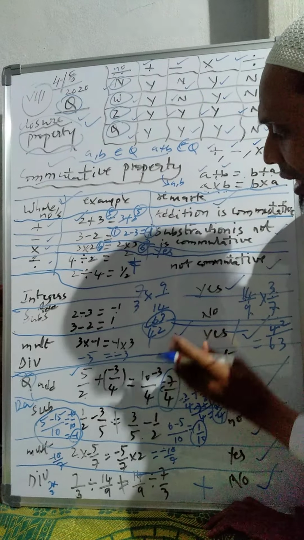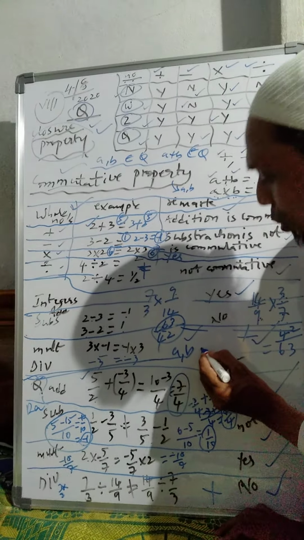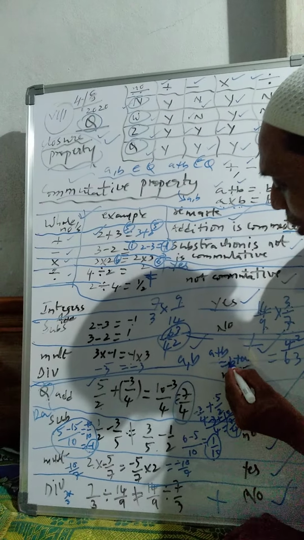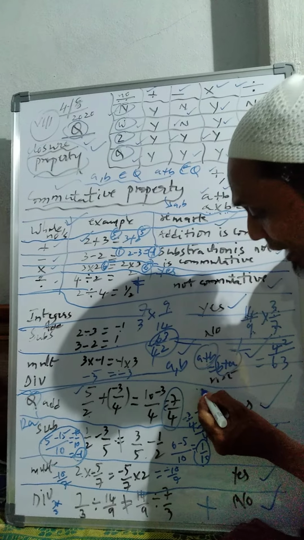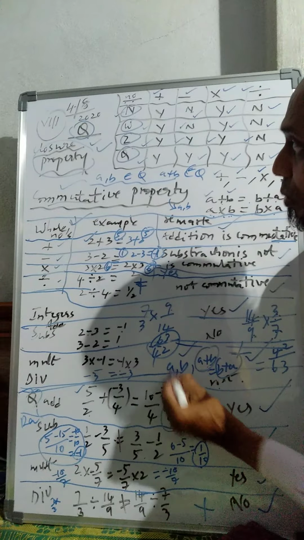In general, what do you understand? A and B numbers are there. If you do any operation, A plus B is equal to B plus A, so the result does not change, or A into B is equal to B into A, so the result does not change. Then the operation on A and B is said to be commutative.